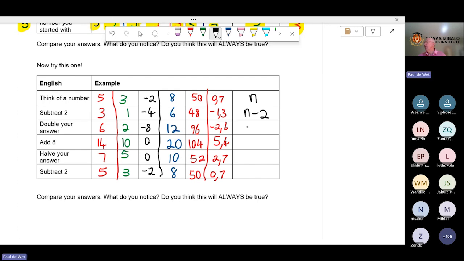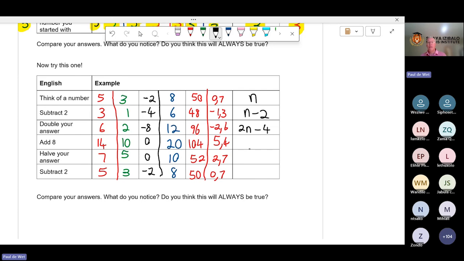Well done, Nomfundo. Not 4n, Mandla, but Wandile, well, it won't be n minus 4. It'll be 2n minus 4. I need to double the n, and I need to double the minus 2. Well done, Sipiwe. Yeah, lots of you getting it right, okay?